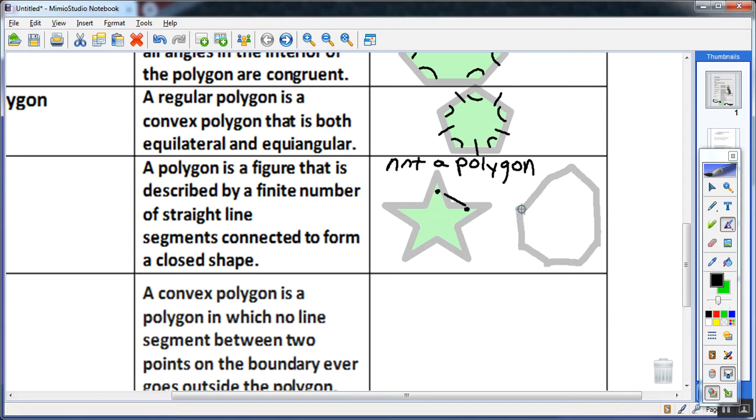I'll try again. I'm drawing a circle. Is a circle a polygon? No, because the sides aren't what? Is a stop sign a polygon? Yes. This is convex right here. So this is a polygon.